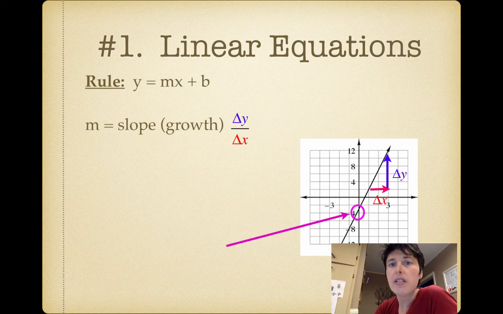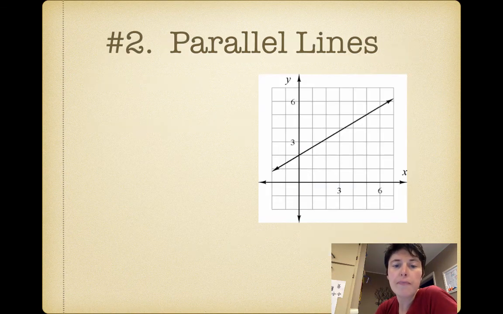And that is where the line crosses on the y-axis. And that's your b. So if you can figure out m and you can figure out b, you know your growth and you know your y-intercept, then you can really write an equation of a line pretty easily.